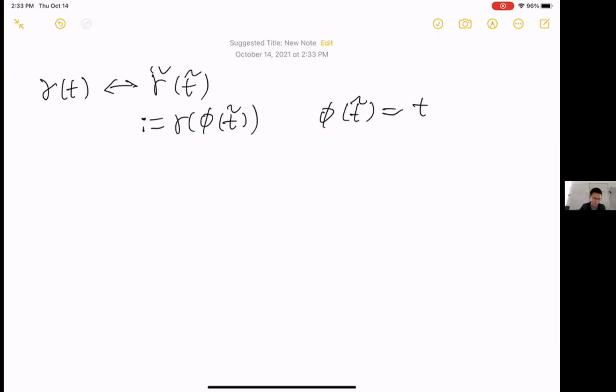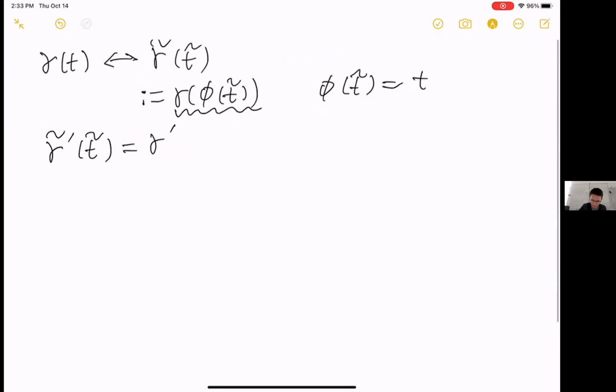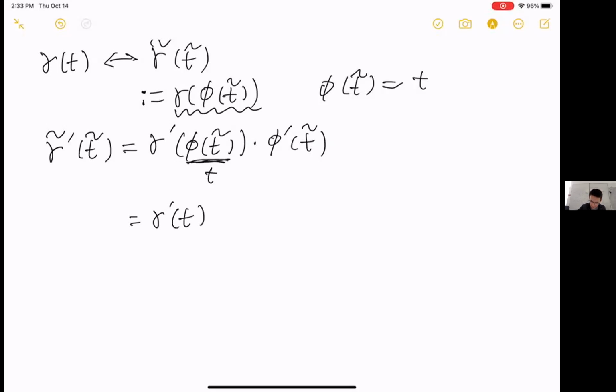Then when I ask the question of velocity, I can take gamma tilde prime of t tilde, which gives me the velocity. I just take the prime of this thing, so the chain rule: the outer function times the inner function. So this is what I get. But remember, as we defined, this is just t, so this is gamma prime of t. The second term is some extra parameter.